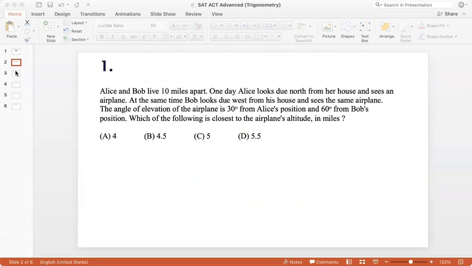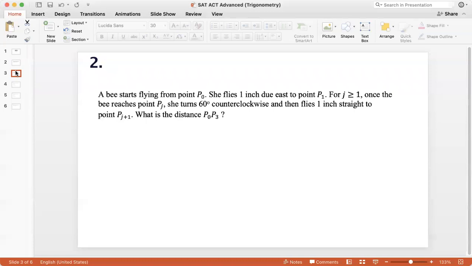Okay, let's go to the next one. A bee starts flying from point P0. She flies 1 inch due east to point P1. Okay, so she flies from P0, 1 inch due east. So this is 1 to point P1.